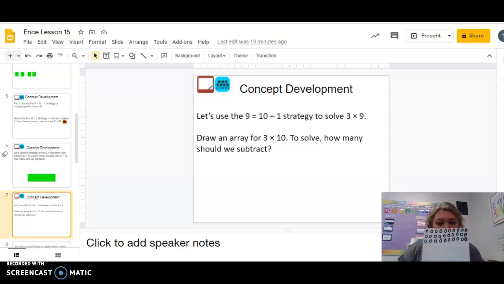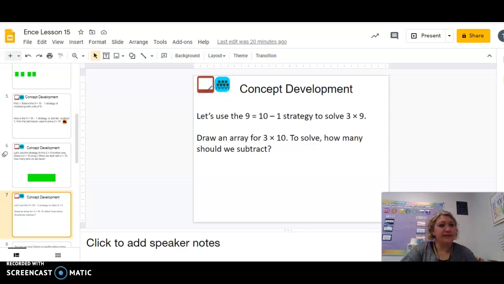So what we would do is just cross off or erase 1 from each row. We don't have 3 10s anymore. We have 3 9s because we minused 3 1s because 10 minus 1 equals 9. And we only need 9. We need 3 rows of 9. And then we can count them, or we can count by 9s, which would be 9, 18, 27. So 3 times 9 equals 27.